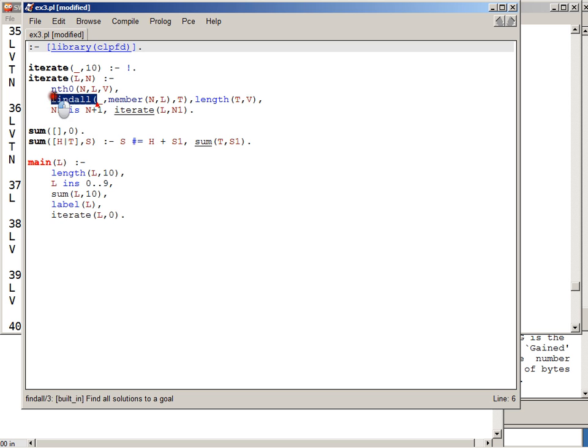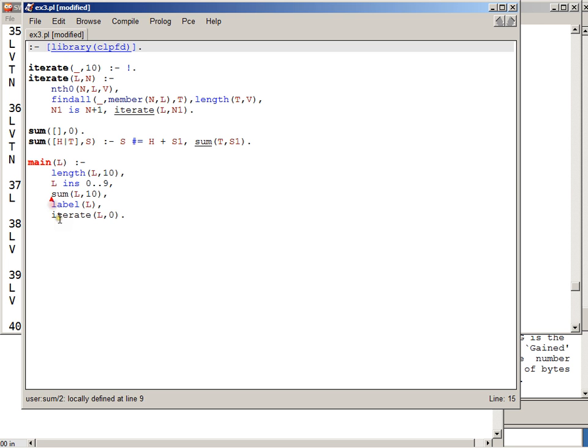So I'm going to use the two predicates that we have just discussed, right? So I'm counting the number of occurrences of n in the list. I'm going to obtain a list T whose length must be V. Okay? So this is one iteration. And then I have to do this for all ranks. So I'm going to move on to the next rank, and I'm going to iterate again, and I'm going to stop at 10. Okay? So this is the program.